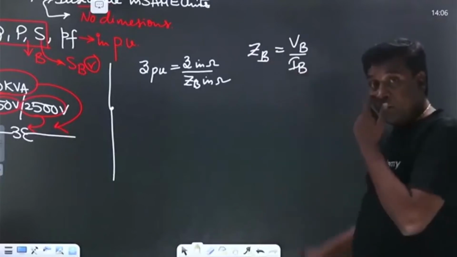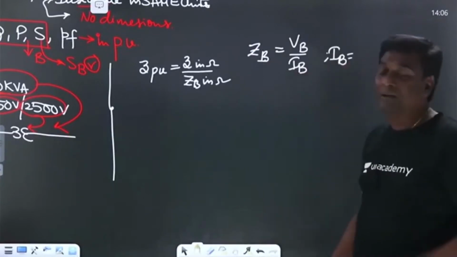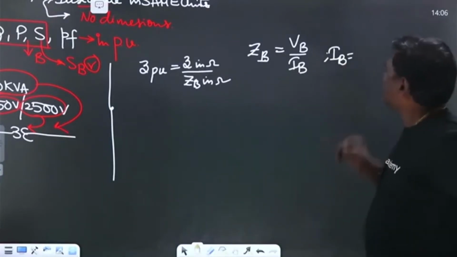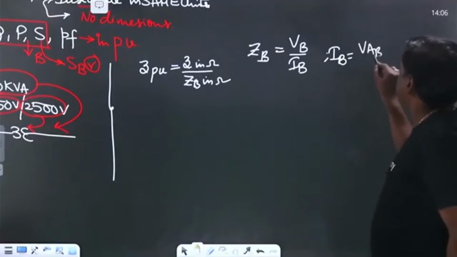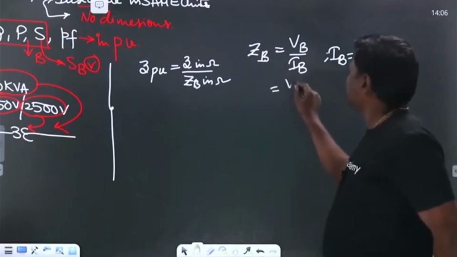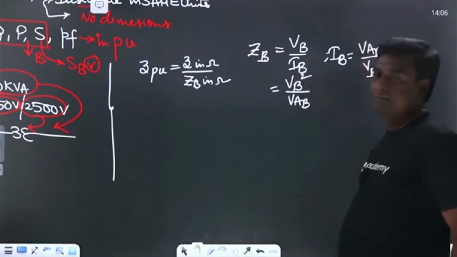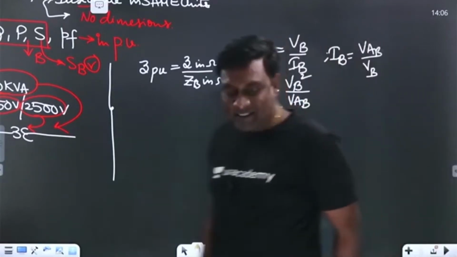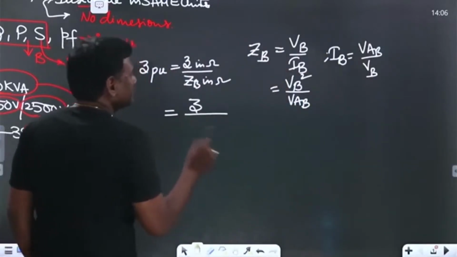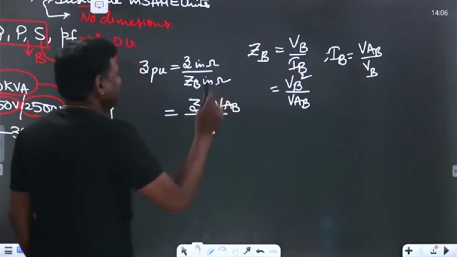Now V base directly we have taken, but what is I base? I base should be derived, because we did not consider it, since the interlocking mechanism is going to fail. Okay, so I base is going to be VA base by V base. So Z base is going to be V base square divided by VA base. Now let us write that equation here. If I write that equation here, this is going to be Z divided by V base square into VA base, which is going to be Z per unit.